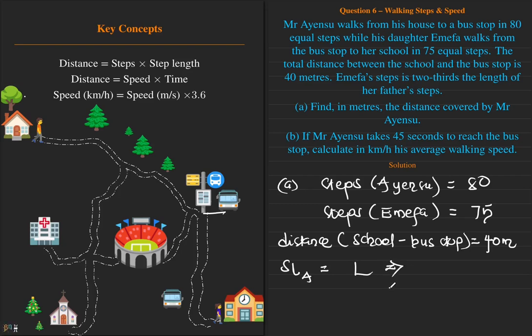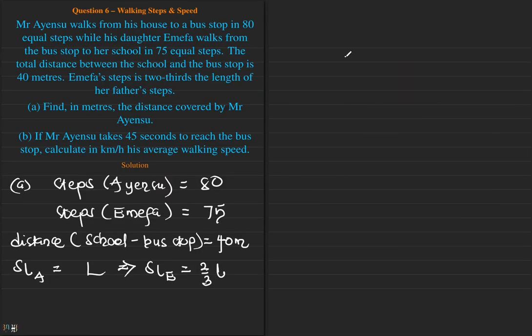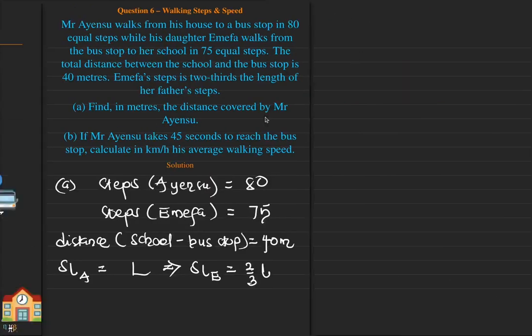And if this is L, then it implies that Emefa's step length is 2/3 the length of her father's step length. So it simply means Emefa's step length, SL with E here, is 2/3 of L. Now we have all we need from the question. Let's then see how we solve our question.